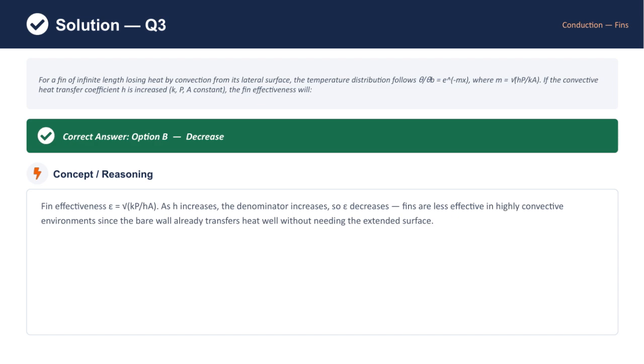Now, if we increase the convective heat transfer coefficient h while keeping K, P, and A constant, what happens to the fin's effectiveness? The fin effectiveness, denoted by epsilon, is proportional to the square root of K times P divided by h times A. This means as h increases, the denominator gets larger, causing the overall fin effectiveness to decrease. In practical terms, when the convective heat transfer coefficient is high, the surrounding environment already removes heat efficiently from the surface without needing the extended area provided by the fin. Therefore, the fin becomes less effective under these conditions. So, the correct answer is that the fin effectiveness decreases as h increases.